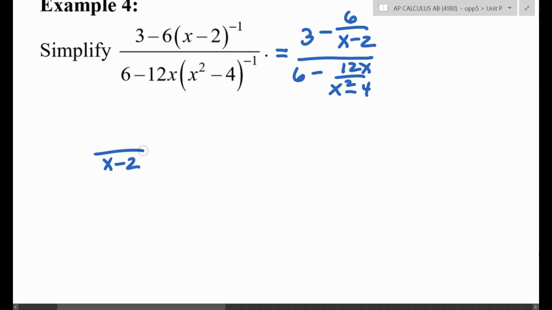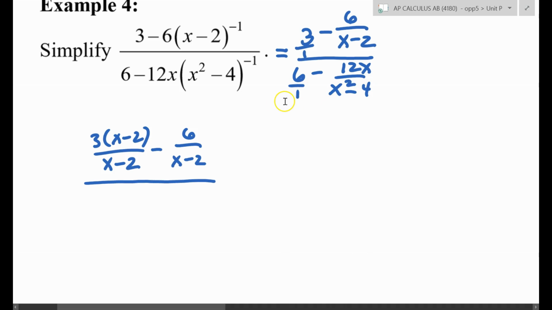I'm going to change the first fraction to have a denominator of x minus 2 because right now the first fraction is over 1, right? So now it's going to be 3 times x minus 2 minus 6 over x minus 2. Don't have to change that one at all, do I? All over. This is over 1, right? So my denominator has an x squared minus 4, so I need this to be an x squared minus 4.